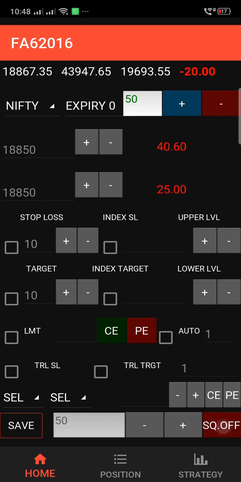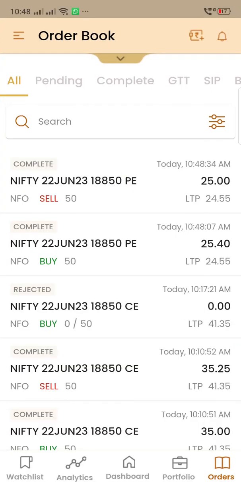I am clicking square off button to exit the trade. Let's look into the orders in broker app. Buy price of our last trade is 25.40 and sell price is 25.